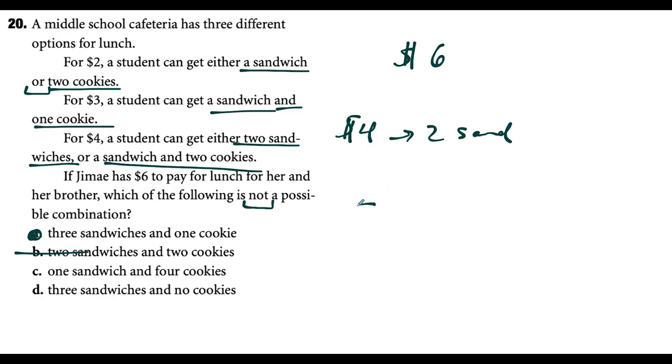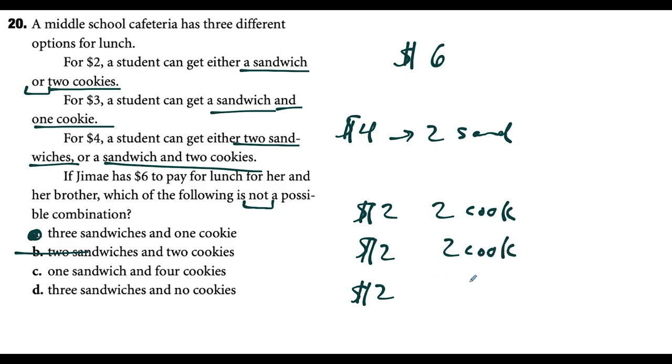That means we do the $2 option twice and we choose two cookies each time. That gets us four cookies. See, so we get two cookies and then we do another $2 option. So this is two cookies, and then the $2 option, but that time we choose the sandwich. So this one's out because it is possible.